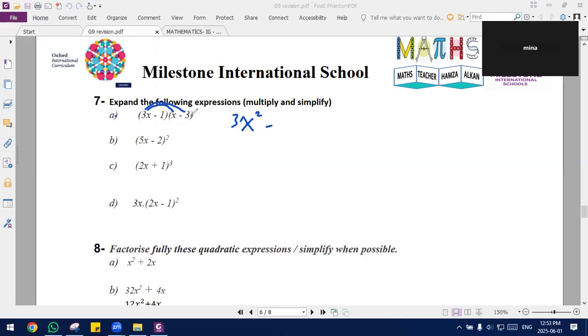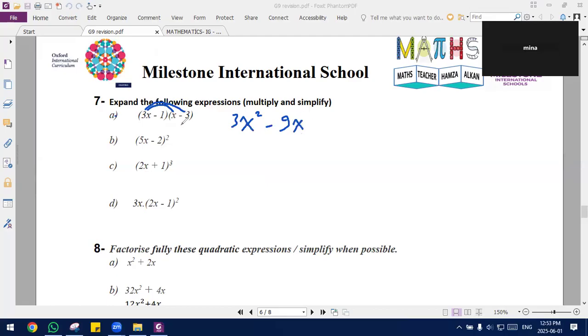I mean minus 9x. Look, first we multiply the signs, then we multiply the numbers, then the letters. Positive times negative, negative. Then 3 times the 3? 3 times 3 is 9. And minus then 9x.